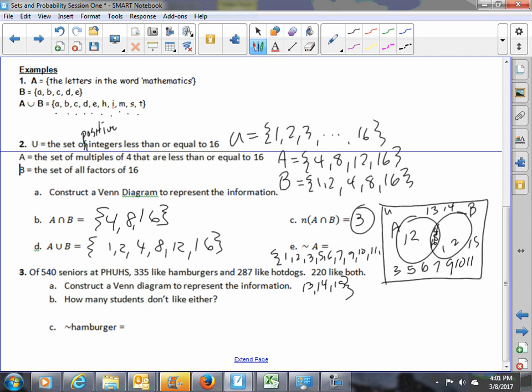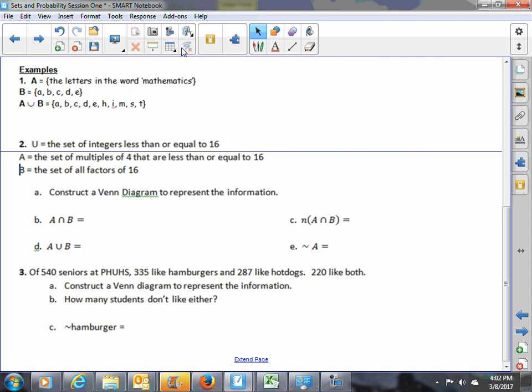Example number 3, we've got 540 seniors at PHUHS. 335 of them like hamburgers, 287 of them like hot dogs, 220 like both. Construct a Venn diagram to represent the information. How many students don't like either hamburgers or hot dogs?